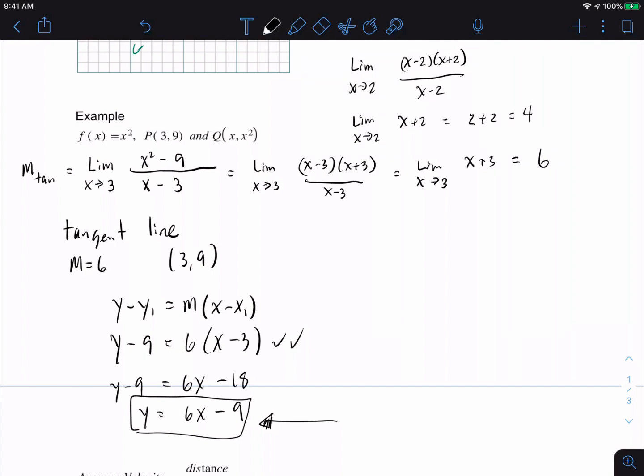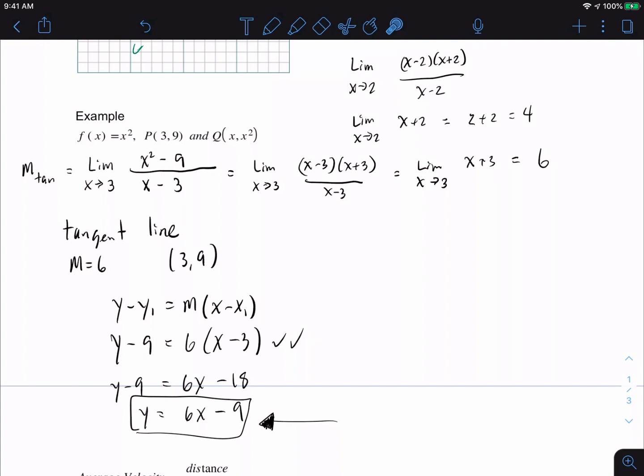That's not the tangent line? Or is it? This is the tangent line. Yes, this is the tangent line. And the reason it's the tangent line is because of taking the limit. If we didn't take the limit, it would be a secant line. Does that make sense?